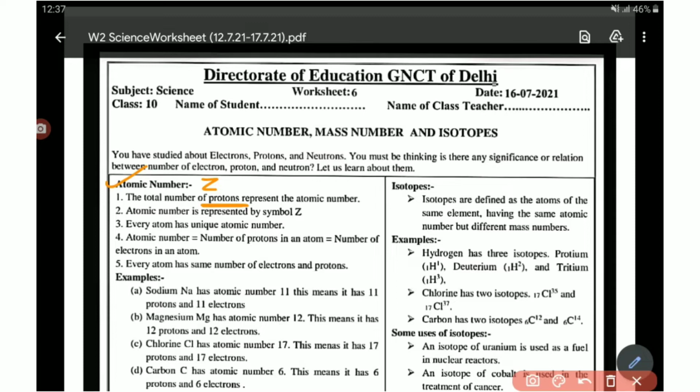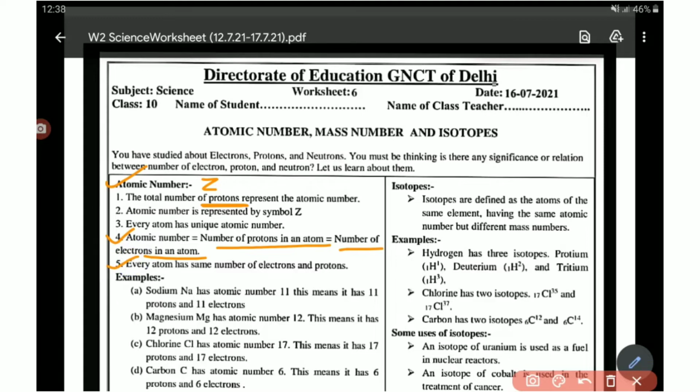Every atom has unique atomic number. Oxygen, for example, has atomic number 8. Carbon has atomic number 6. So they are different or unique. Atomic number is equal to number of protons in an atom, which is also equal to number of electrons in an atom. Every atom has same number of electrons and protons.